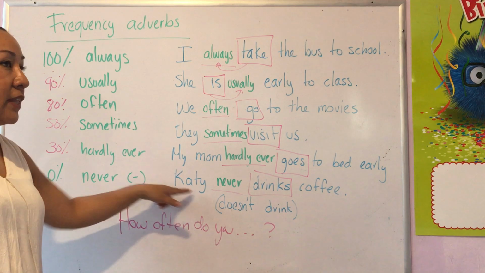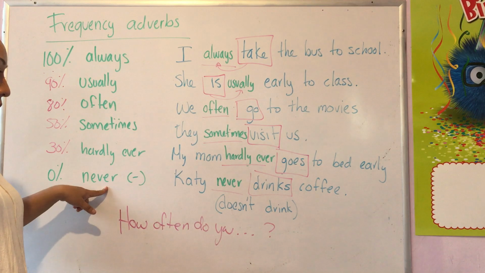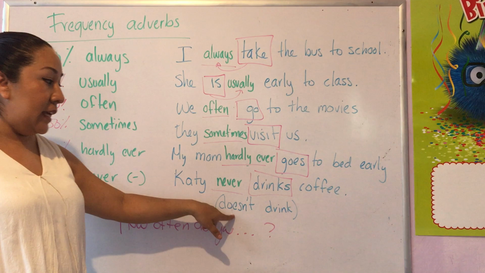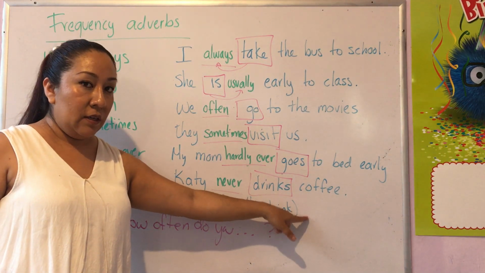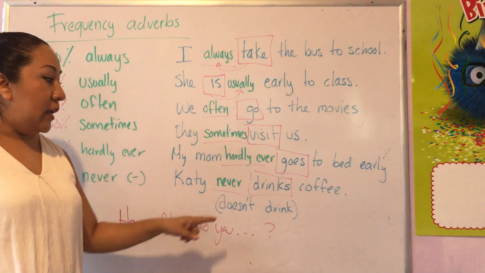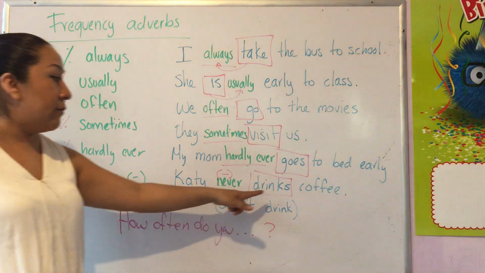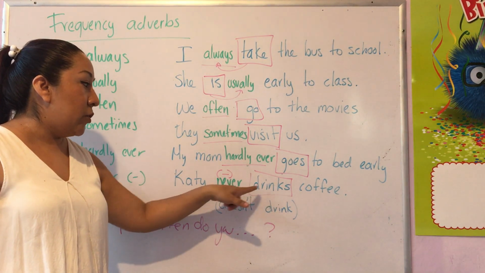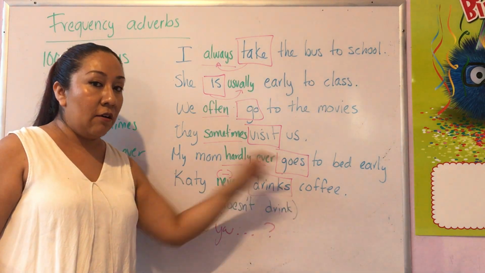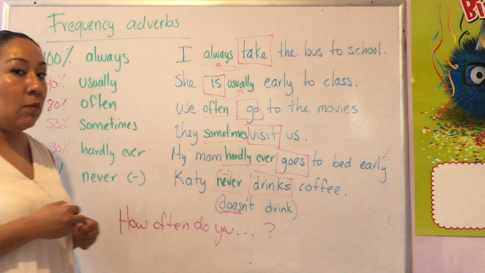But in the case of never, never is a negative adverb, completely negative. So in this case, if your sentence is, Katie doesn't drink coffee, in a normal negative sentence, Katie doesn't drink coffee. If you use never, never is negative. So my verb has to be in third person. You have to be careful. Katie never drinks coffee because I don't have this auxiliary anymore.